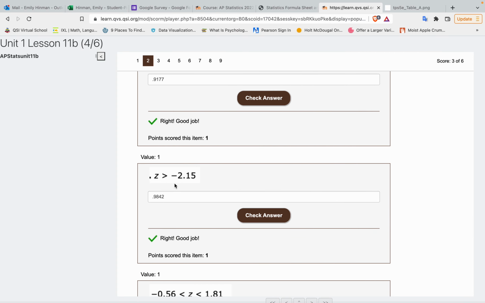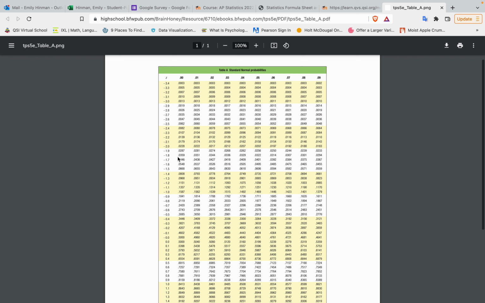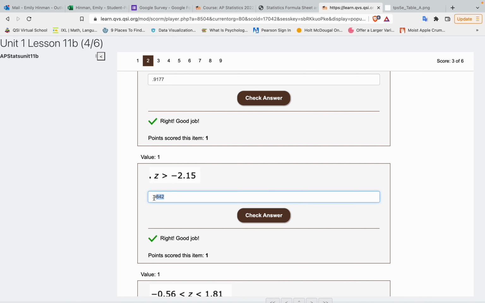The next one was asking us to find greater than negative 2.15. So on the table, I go to negative 2.1 and 5. So that's going to be here. So we have 0.0158. That's to the left. So I'm going to have to subtract that from 1. I have a calculator here. So 1 minus 0.0158 gives us 0.9842. Yay, 0.9842.